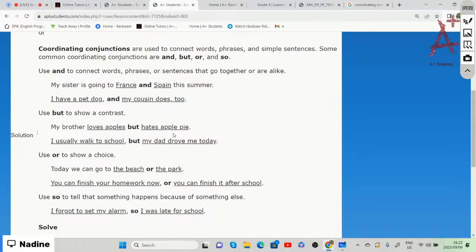And then we use but. We use but to show contrast. My brother loves apples but hates apple pie. So as much as he loves apples, he does not like apple pie. Another example: I usually walk to school, but my dad drove me today.